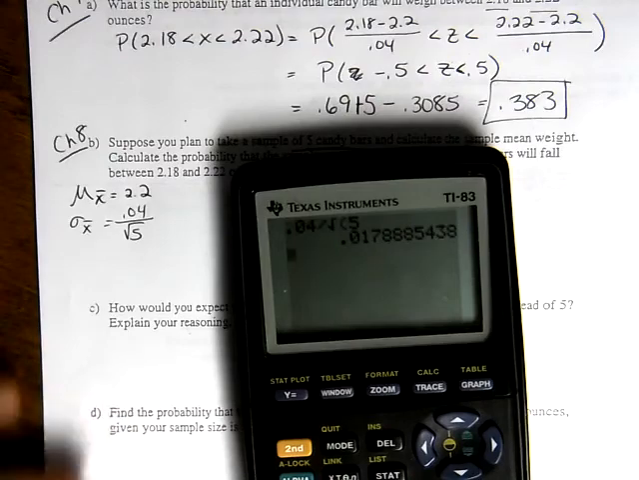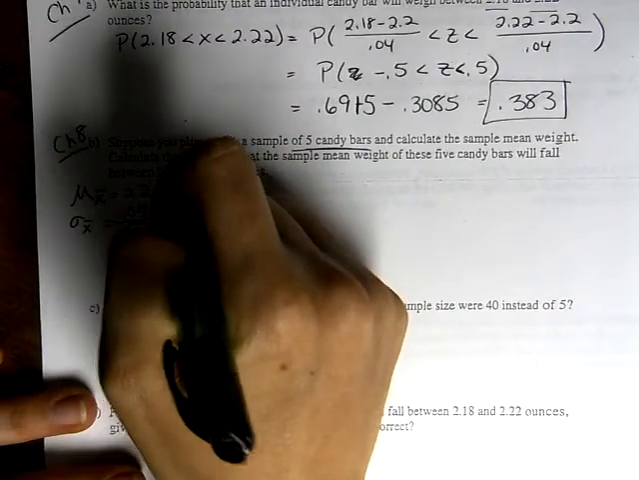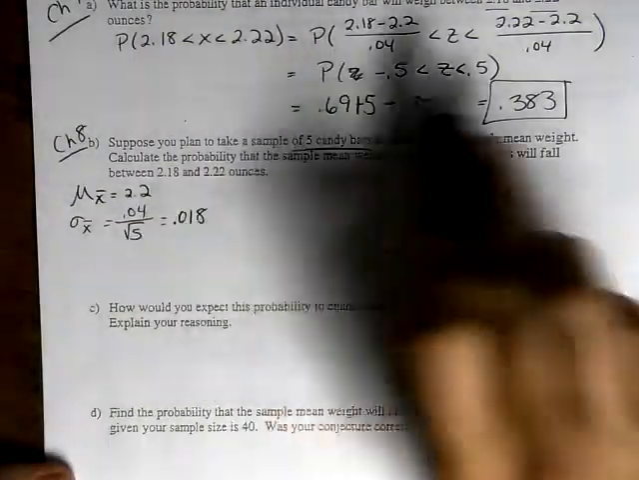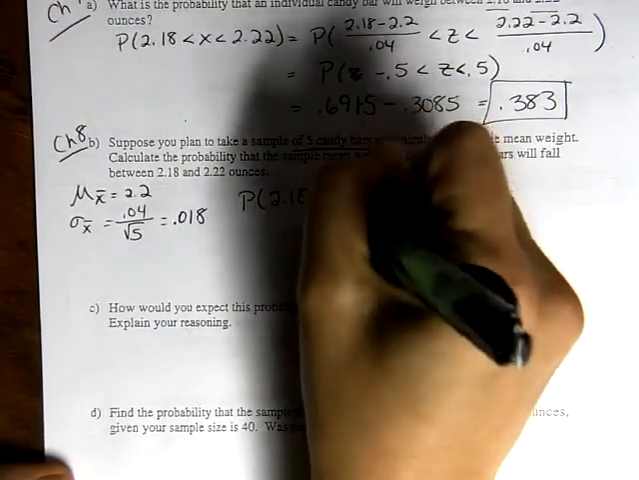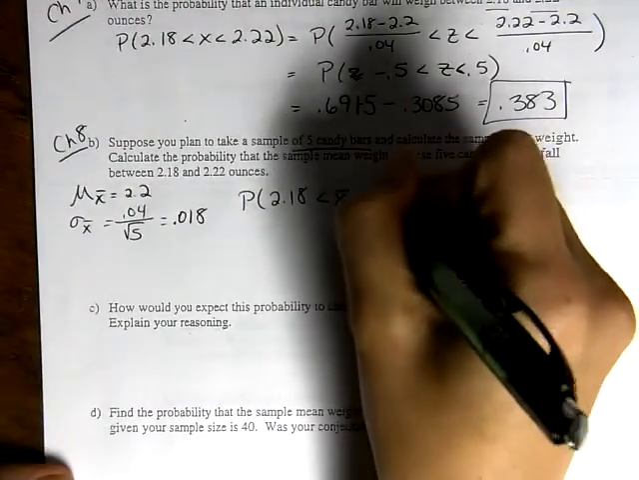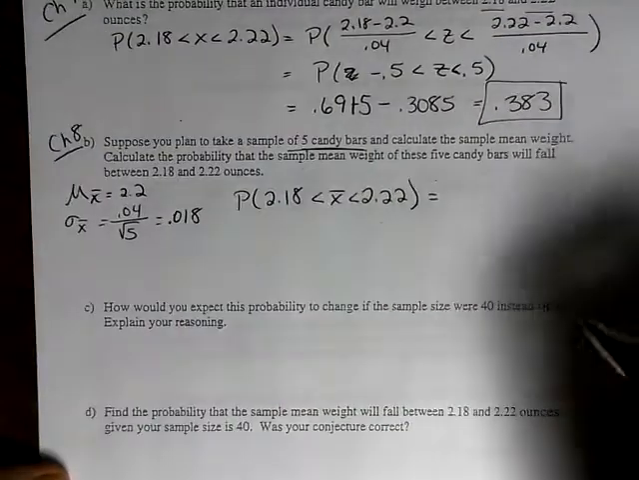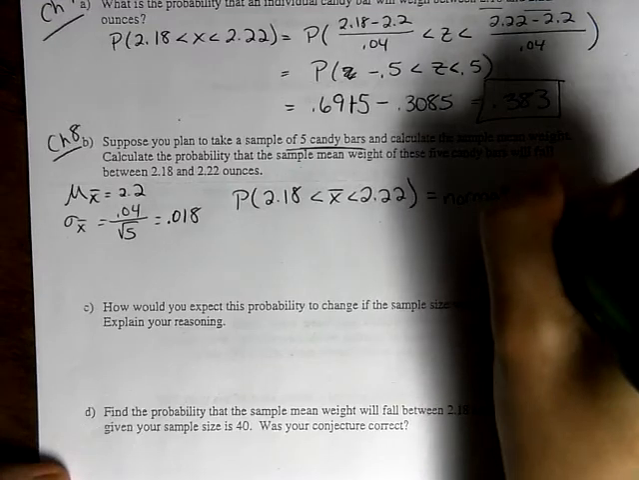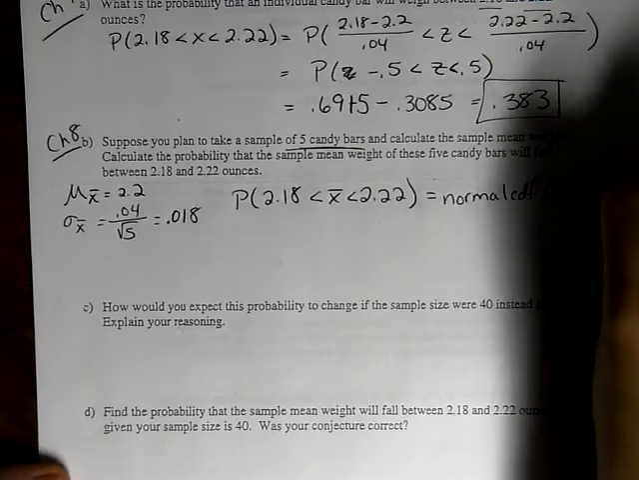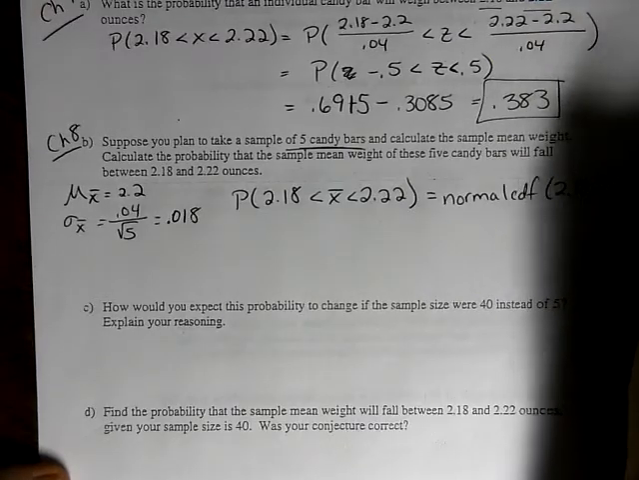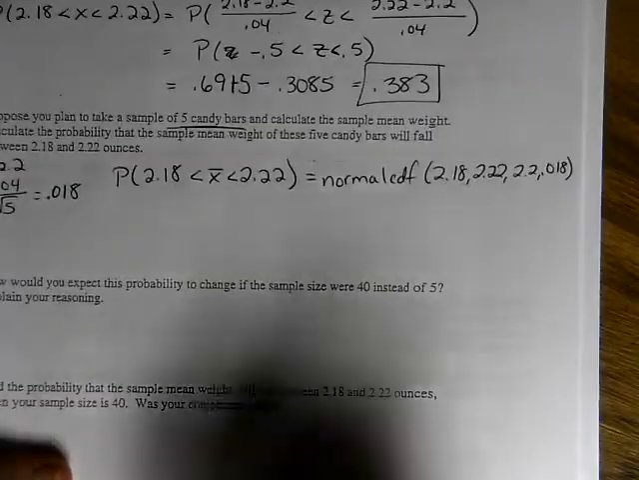So that's 0.018, rounded. Now it would be the same process. We're trying to find the probability that 2.18 is less than x bar, because now we're looking at 5 candy bars, less than 2.22 ounces. I'm going to use the calculator for this one, just because you've seen the process up here. It's totally up to you whether you use the calculator or the formula sheet, as long as you label your calculator work, you will still get full credit.